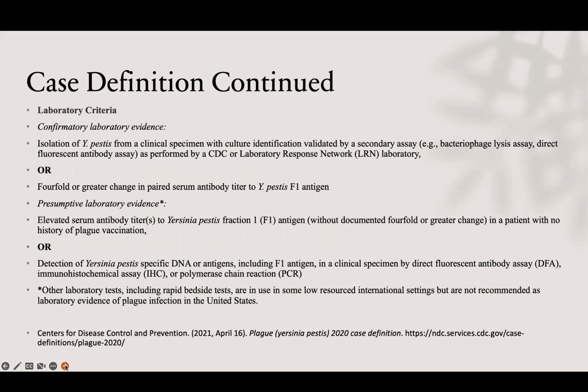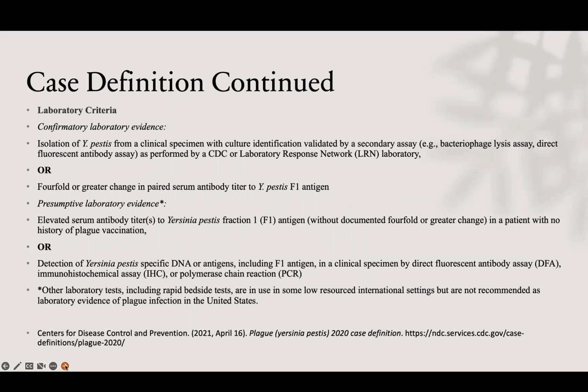Some of the laboratory criteria for the case definition consists of the isolation of the plague bacterium through culture identification, as well as either a bacteriophage lysis assay or a fluorescent antibody assay, which are both performed by the CDC or a lab response network.